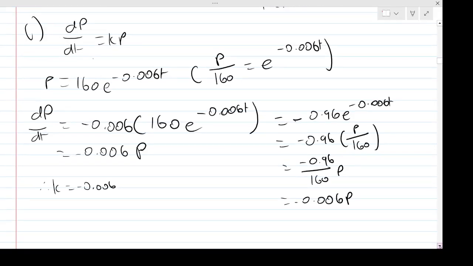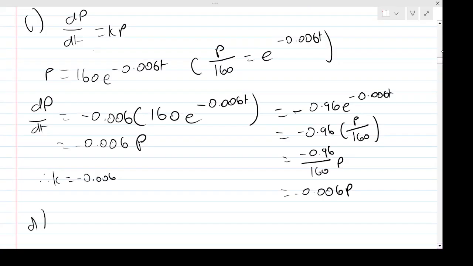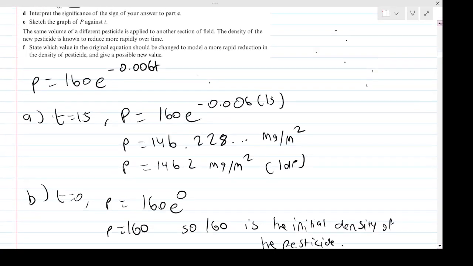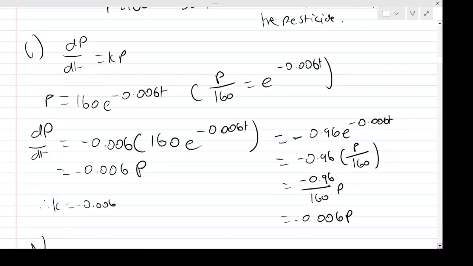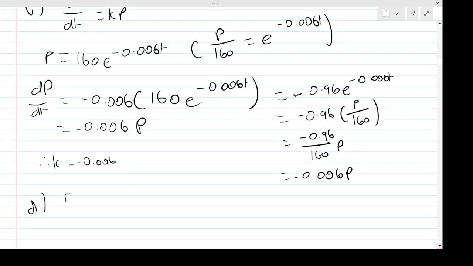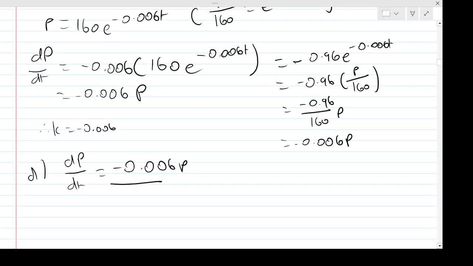So part D then. We are asked to interpret the significance of the sign of the answer to part C, what we just did. The sign means positive or negative. My answer was that the derivative was kp, so it's minus 0.006p. The sign is negative, or in other words, the derivative is less than 0. It's negative.